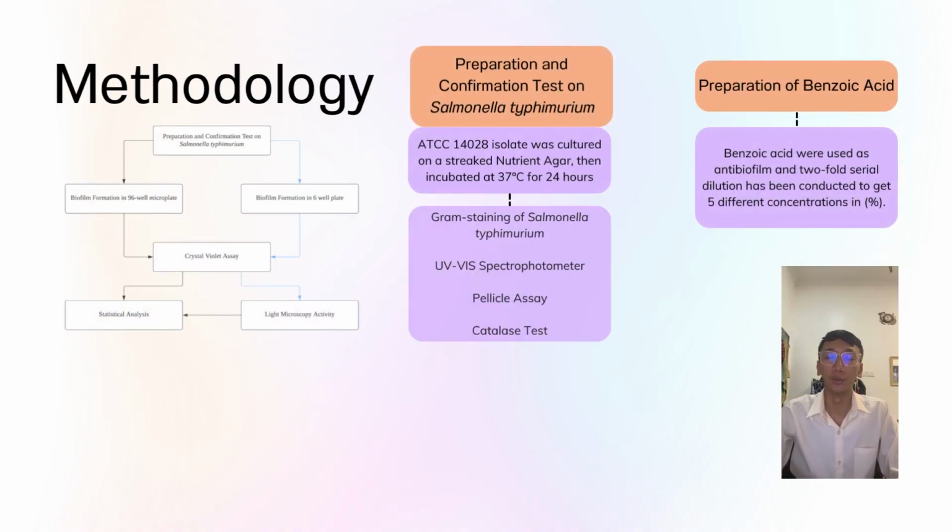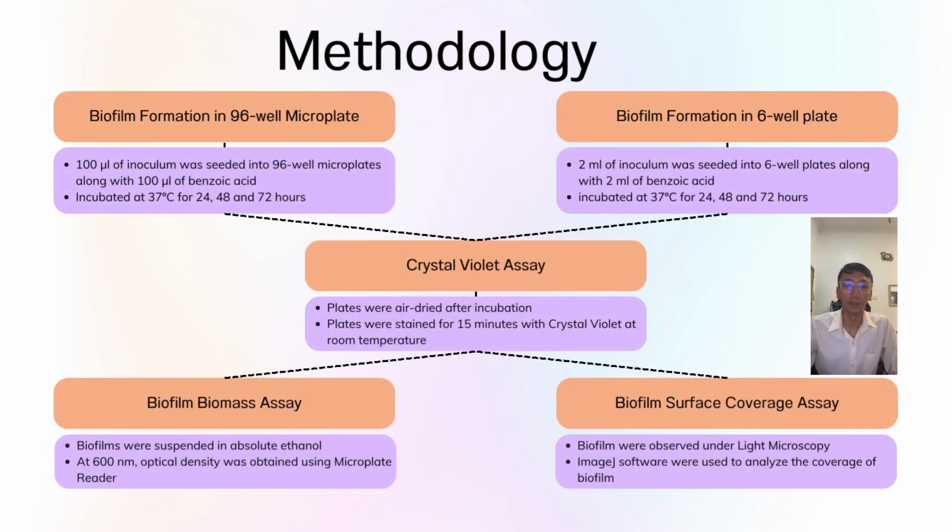The method used in this study is preparation and confirmation test on Salmonella typhimurium, which consists of gram staining of Salmonella typhimurium, UV vis spectrophotometer, pellicle assay, and catalase assay. Next is biofilm formation in 96-well microplate. 100 microliter of inoculum was seeded into 96-well microplate along with 100 microliter of benzoic acid, which then incubated at 37 degrees Celsius for 24, 48, and 72 hours.